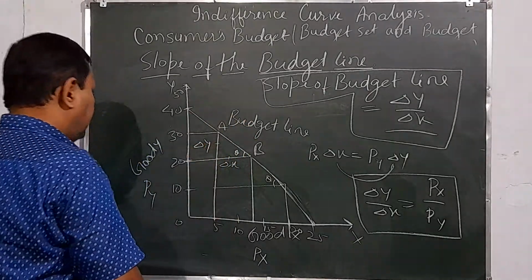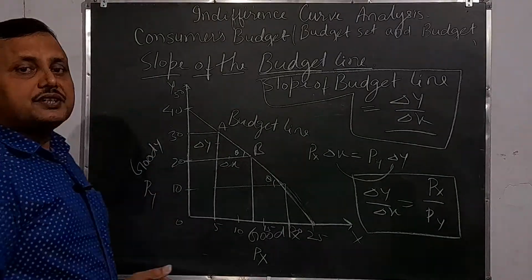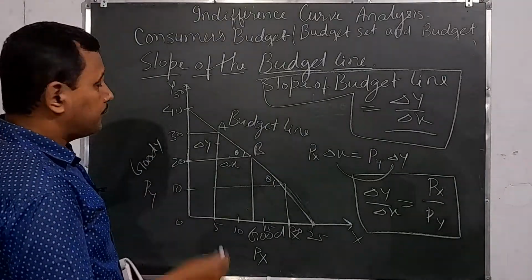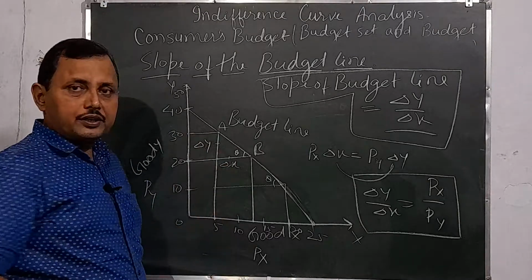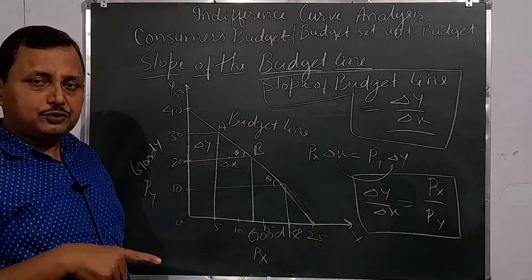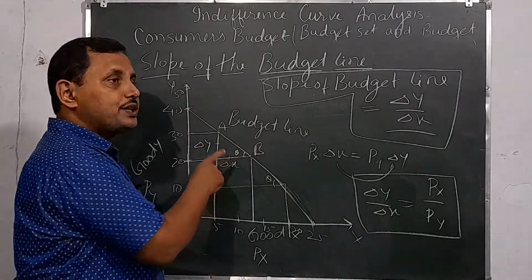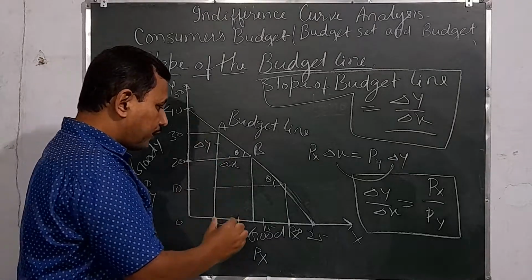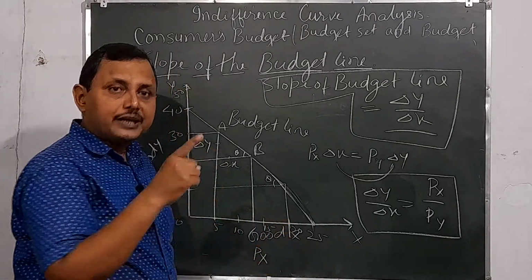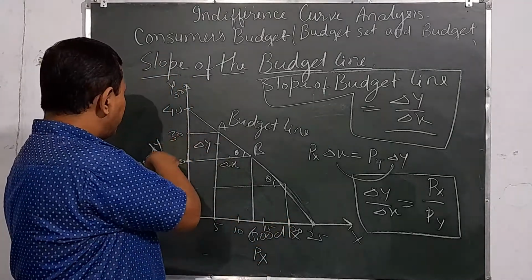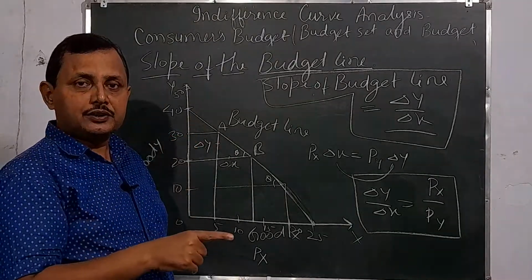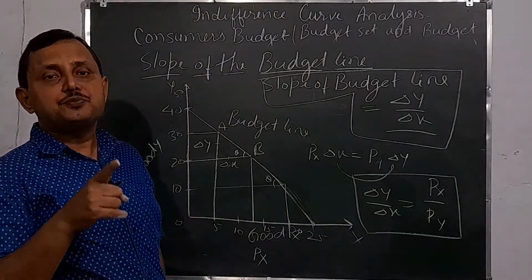Now, the nature of the budget line. What is the nature of the budget line? The nature of the budget line is that it slopes downward. Why does it slope downward? Its slope is negative because if the consumer wants to increase the consumption of good X, at the same time he has to reduce the consumption of good Y, so that there is no change in his budget.